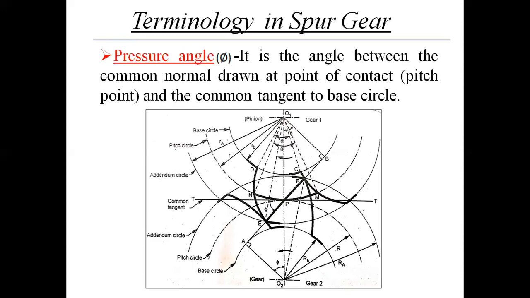There are standard values of pressure angle, which are 14.5 and 20 degrees. These two values are used while solving the numericals if not given in the question. Nowadays, gears with a pressure angle of 14 and a half are obsolete in the market. The gears available in the market nowadays are of 20-degree pressure angle. So this is regarding the terminology.